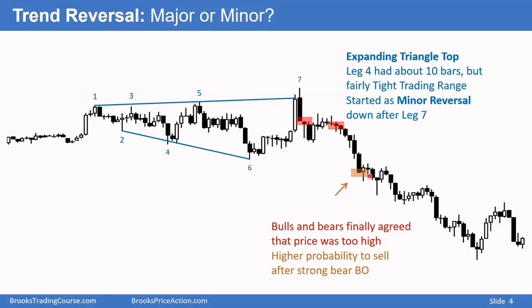Here we have consecutive bear bars, big bear bars closing on their lows. This is the bulls giving up. Traders agree that the price is too high. The market has to go down to find buyers. Higher probability selling here compared to here.